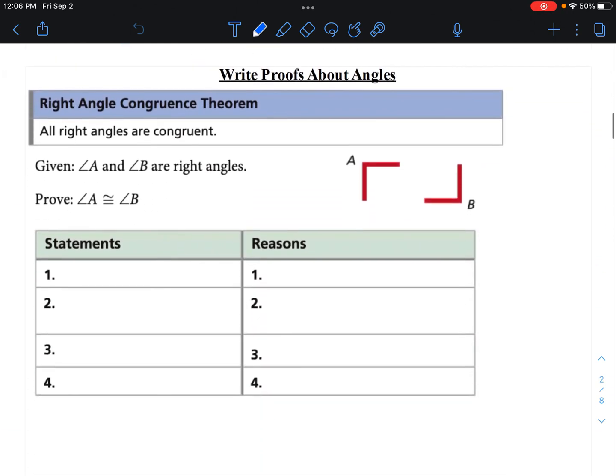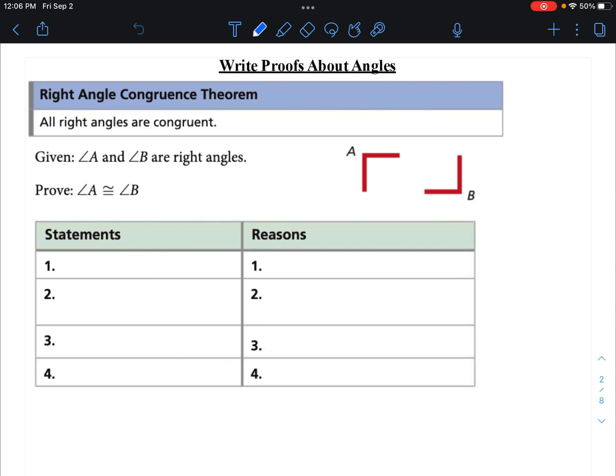So starting with this one, we are going to start with the right angle congruence theorem, which just says that all right angles are congruent. Again, you probably knew that, but we're actually going to prove that theorem so that we can use it as a reason later on. So starting with the given, again, you guys by now should know number one statement is always going to be something that is given to you. Angle A and B are right angles, and that reason would be given.